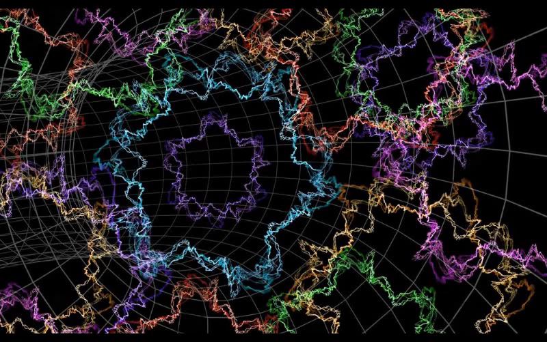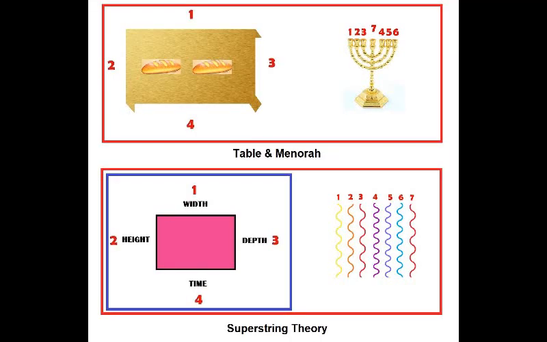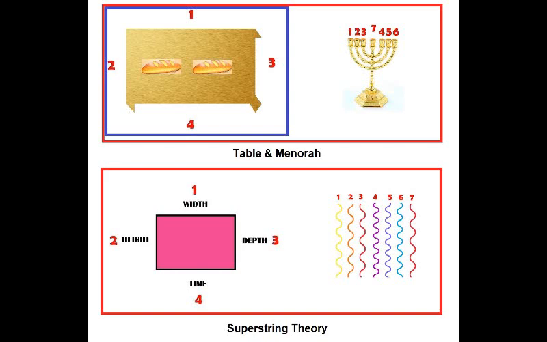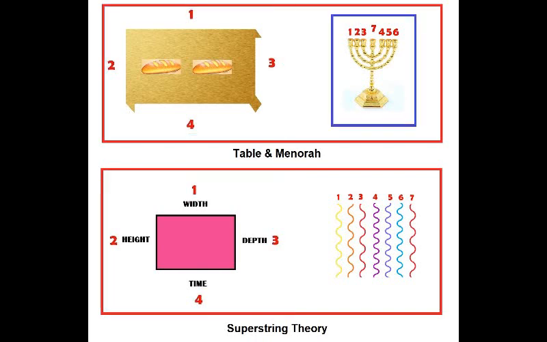You'll recall that the tiny strings of superstring theory vibrate in 11 dimensions. In addition to the 4 familiar dimensions of width, height, depth, and time, superstring theory says that there are another 7 dimensions. The 4-sided table with its bread can easily be seen as corresponding to the 4 dimensions of the physical world, and with just a small leap of imagination we can suggest that the 7 arms of the menorah can be seen as corresponding to the 7 other dimensions of superstring theory.